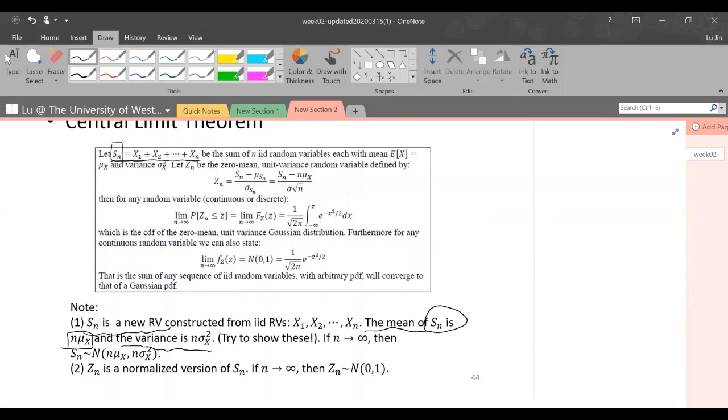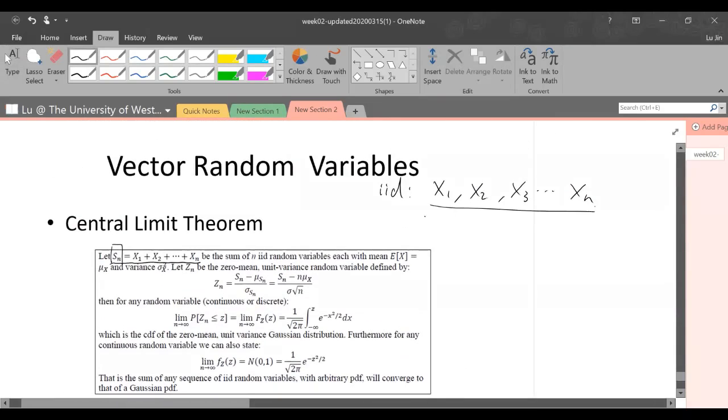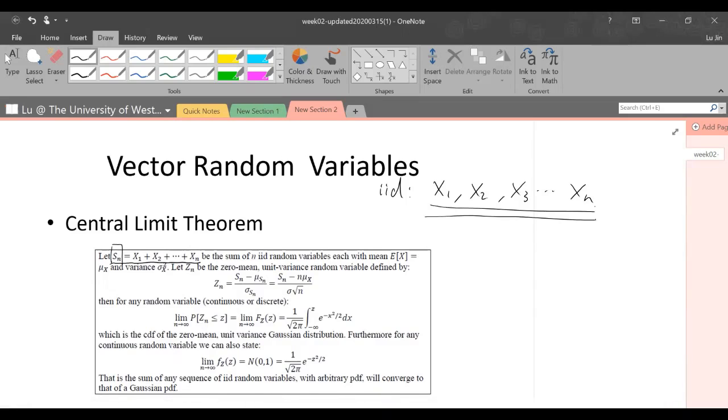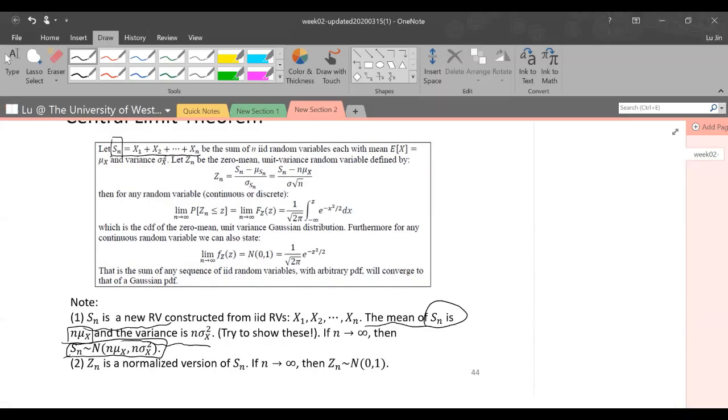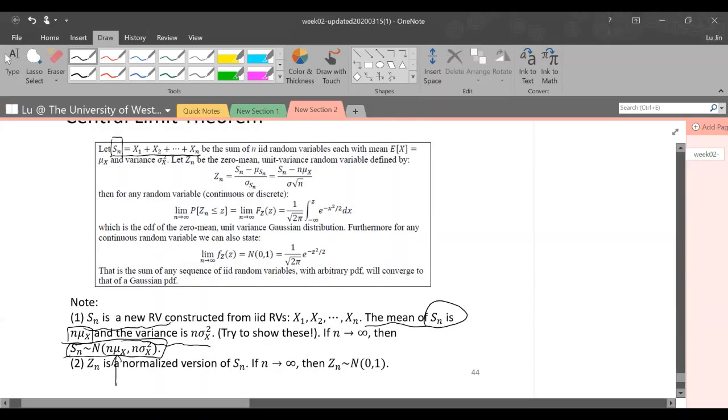And if the number of the IID random variables is big enough, very large, approaching infinity, then we can say the new random variable Sn must be following a normal distribution, of course you can call that Gaussian. And the mean value of Sn will be n mu x, and the variance is n sigma x squared. Okay, this is a very simple thing.